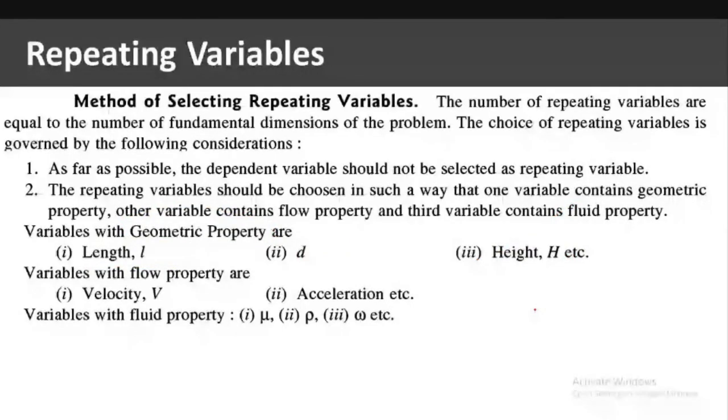Then the second variable you choose should denote the flow property. Flow property means velocity is given, or if velocity is not given then acceleration. If acceleration is not given, then some other flow property in the problem, such as angular velocity, mass density, or viscosity. So the second parameter should indicate the flow properties such as velocity, acceleration, angular velocity, mass density, kinematic viscosity, surface tension and so on.